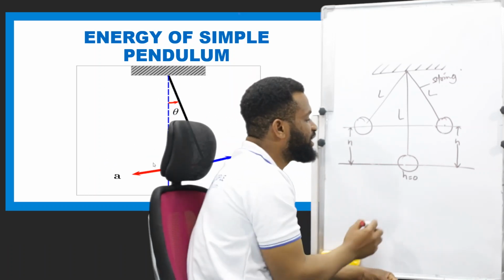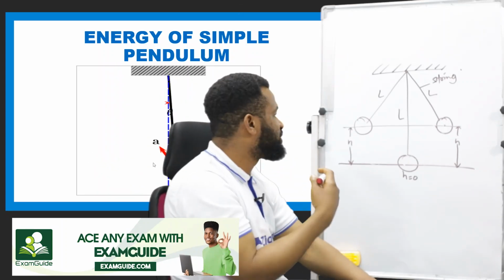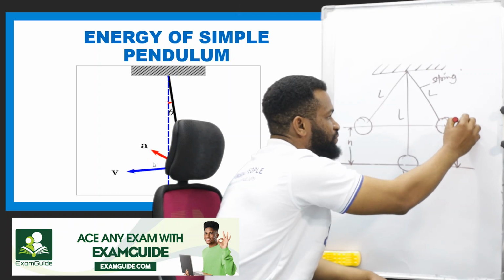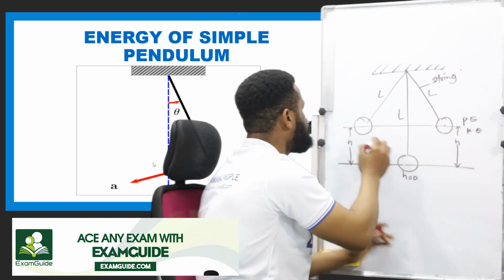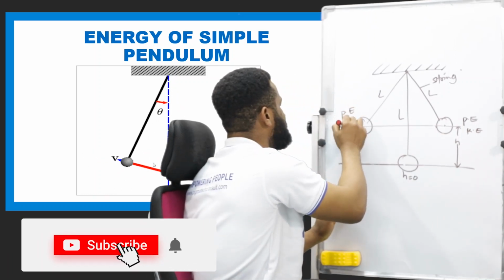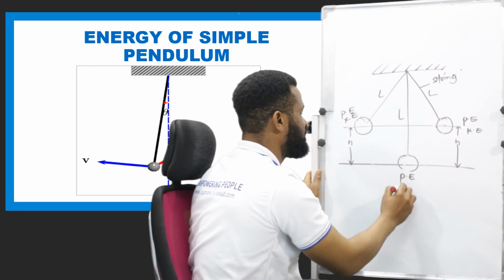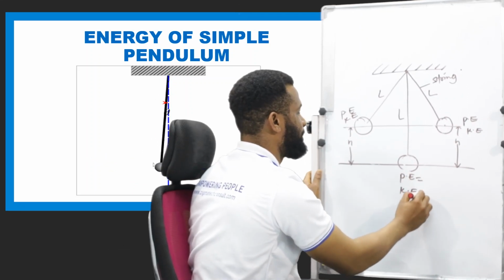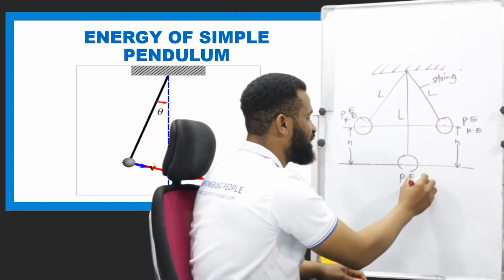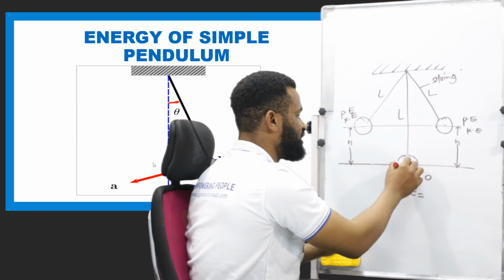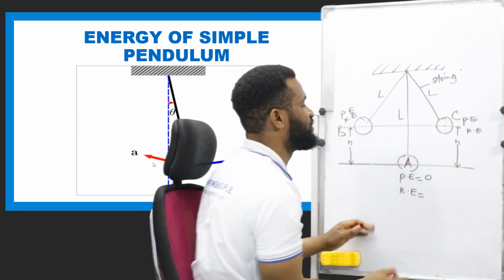Now, what is the energy of a simple pendulum? That means, what is the energy here? Potential energy, kinetic energy. At this point, potential energy, kinetic energy. At this point too, potential energy and kinetic energy. Now, if height is 0, then kinetic energy is going to be 0 at this point, I mean, at this point A. Then there is point B, probably point C.